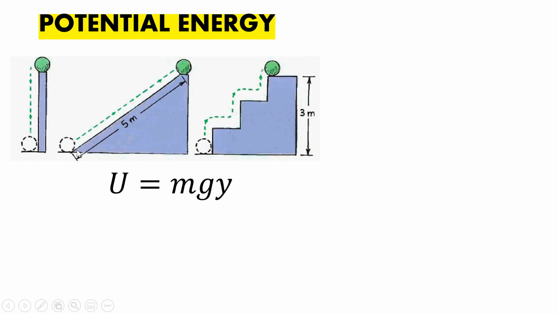height. From this picture, it shows that whatever the path of the object, it will have the same potential energy because the final height of these objects is the same, which is 3 meters. Now, from this formula, we get the unit for energy: kilogram for the mass, meter per second squared for the acceleration due to gravity, and meter for the height. Simplified, that is kilogram meter squared over second squared, or the equivalent, joule.